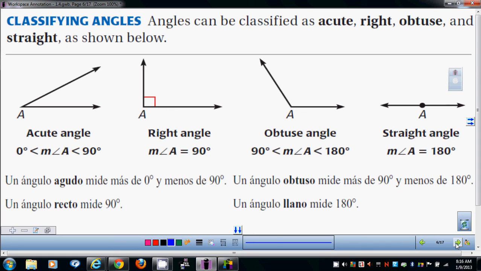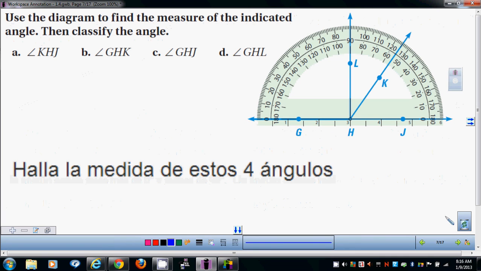Question. Alright, we're just marching right through it today.